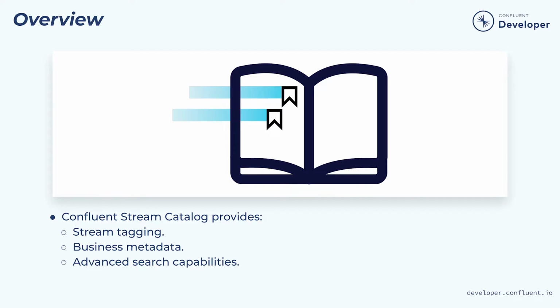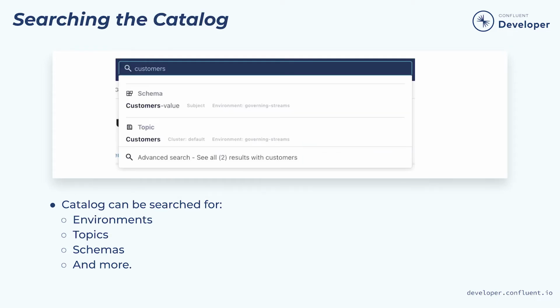The Confluent Stream Catalog provides a set of tools that make it easier to discover and use streams. They allow us to tag our streams and apply business metadata to them. This is combined with rich search capabilities so that we can easily find the streams that we need. Before we look at tagging and metadata, let's look at some of the search basics.